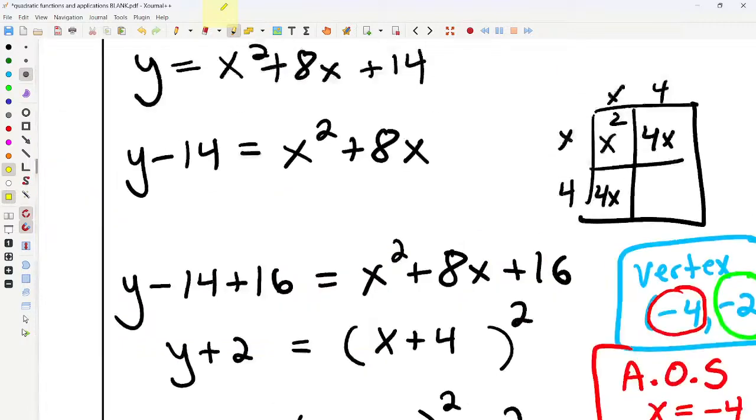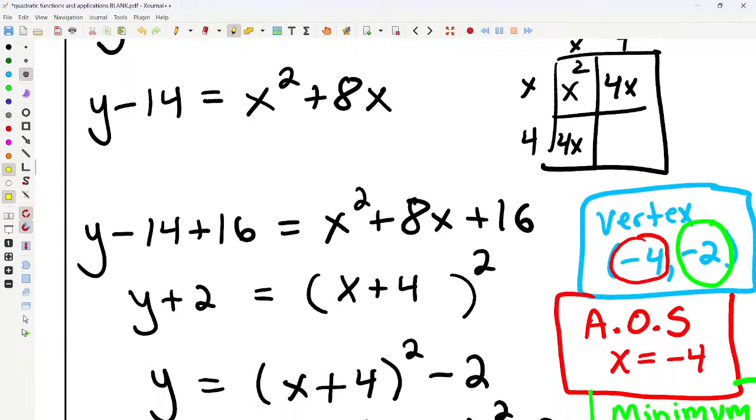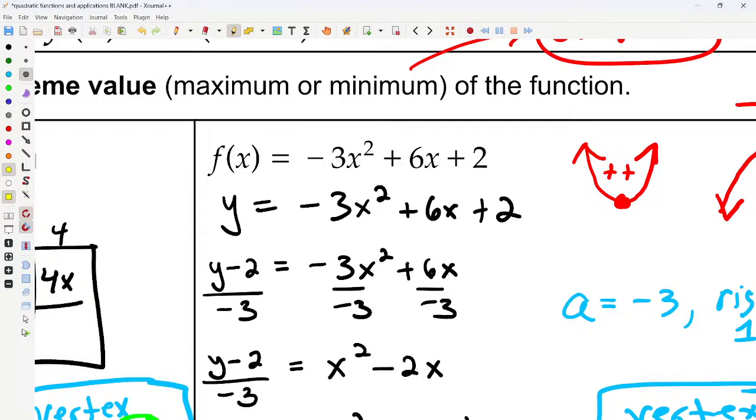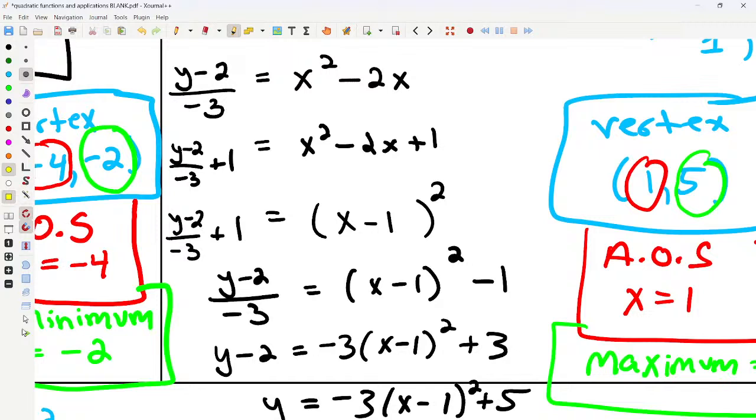Ready? What's the opposite of 8? -8. What's 2 times A? 2. What's -8 divided by 2A? -4. It worked. What's the opposite of +6? -6. What's 2 times A? -6. What's B, or the opposite of B, divided by 2A? -6 divided by -6? +1. Our axis of symmetry.